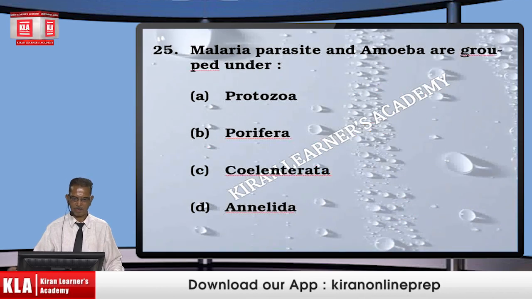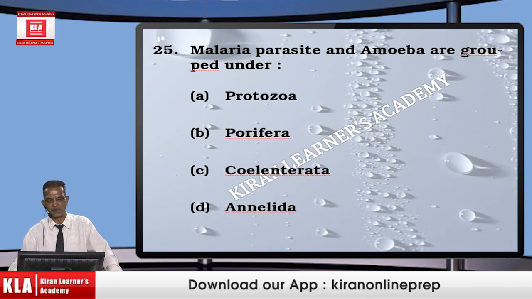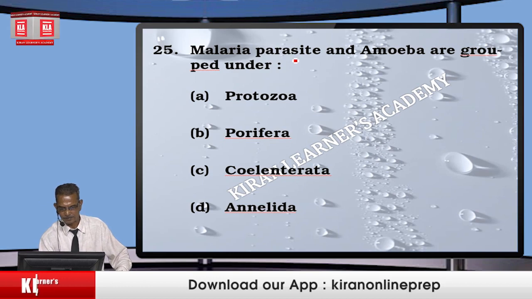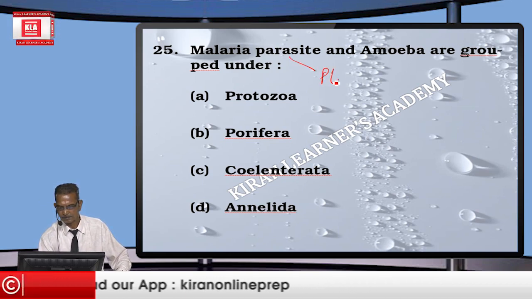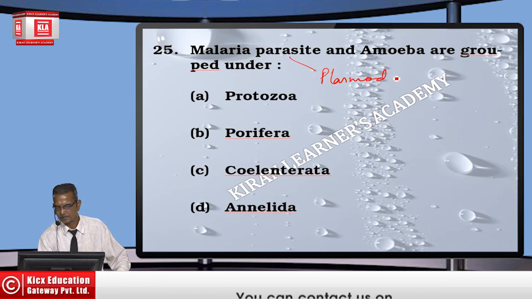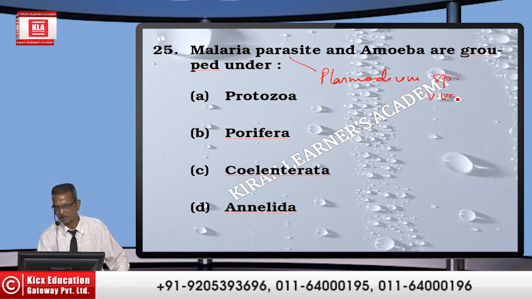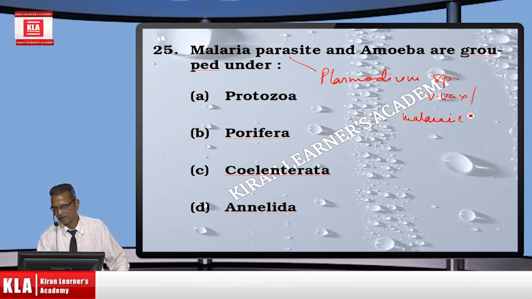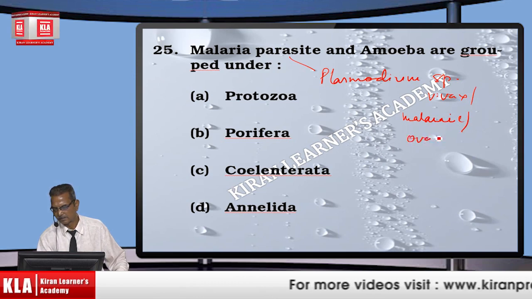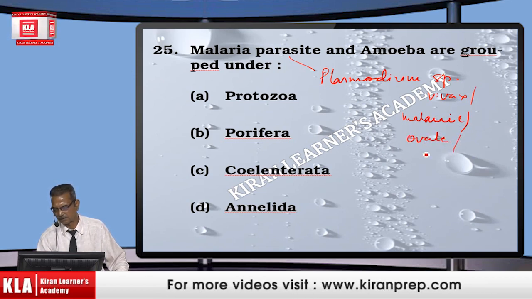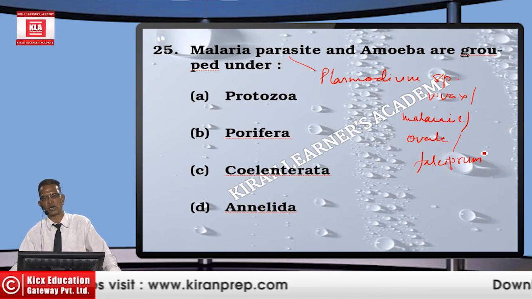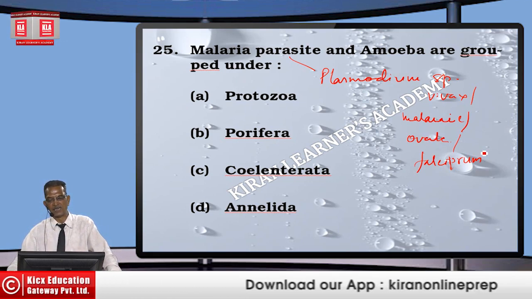Next. Malaria parasite and amoeba. Malaria parasite is Plasmodium. Plasmodium species can be vivax, malariae, ovale, or falciparum. These are 4 different species of Plasmodium that can cause malaria. So, that is the malaria parasite.